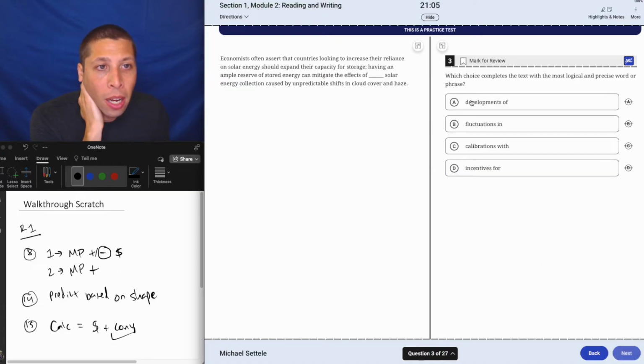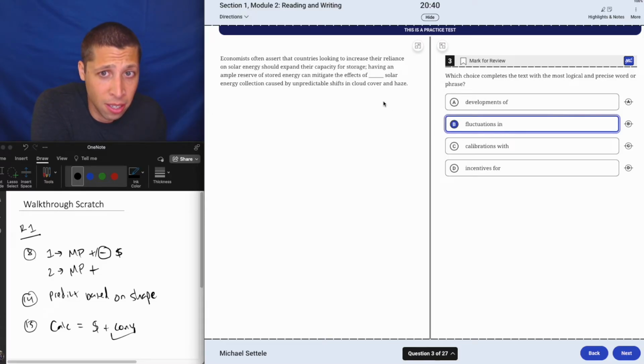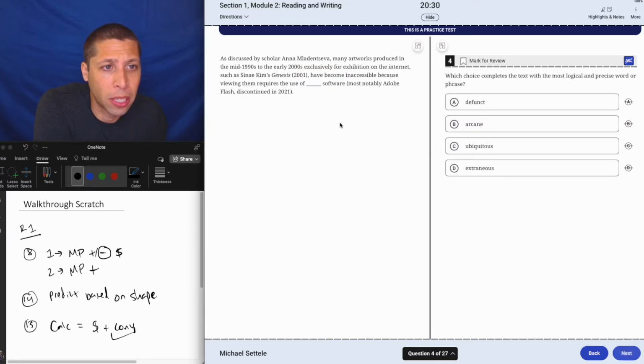Competent means good. Economists often assert that countries looking to increase their reliance on solar energy should expand their capacity for storage. Having an ample reserve of stored energy can mitigate the effects of blank solar energy collection caused by unpredictable shifts. So this is something bad, right? Mitigate means to fix. So it can fix the effects of something: solar energy collection, developments of, fluctuations in solar energy collection caused by unpredictable shifts. So unpredictable shift is a fluctuation. They're just repeating themselves. No and no. So yeah, definitely that. They're just repeating themselves.